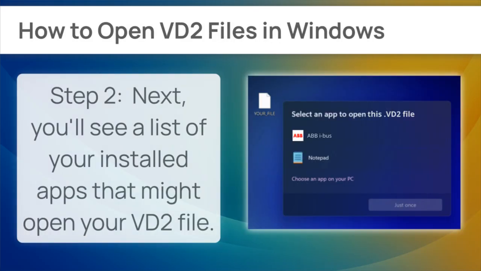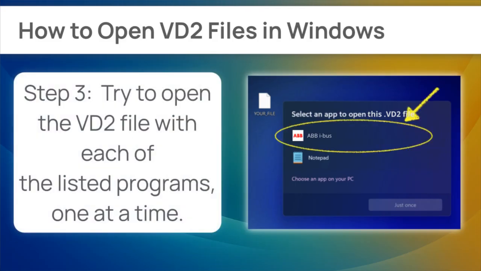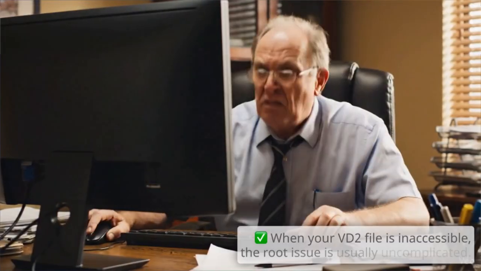Right-click the VD2 file and select Open With. Use ABB iBus if installed. If it's unavailable, choose another program and check compatibility. If you still cannot open your VD2 file, that is okay. The specificity of the VD2 format is likely what caused the error.